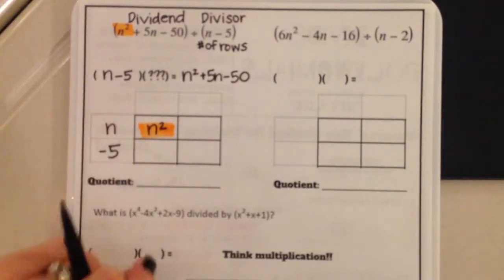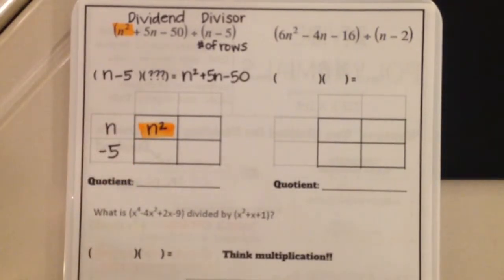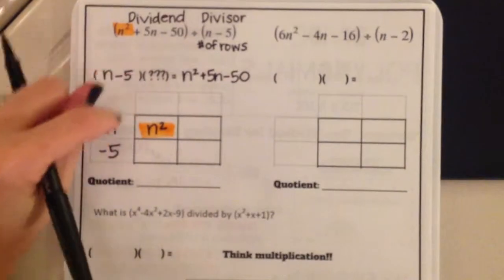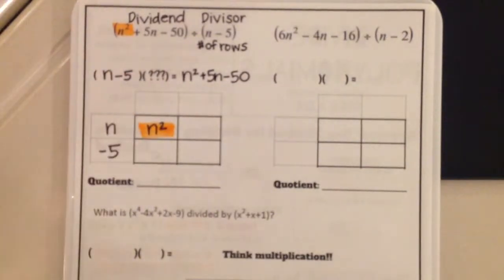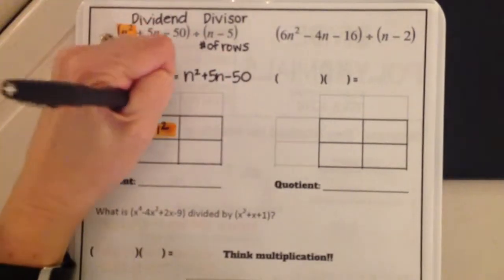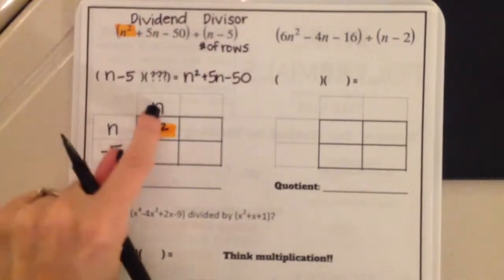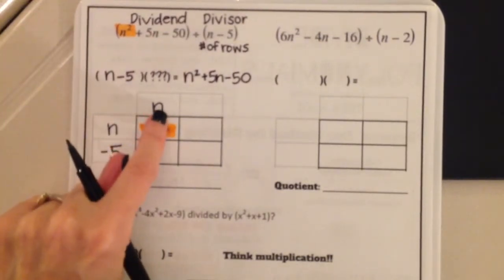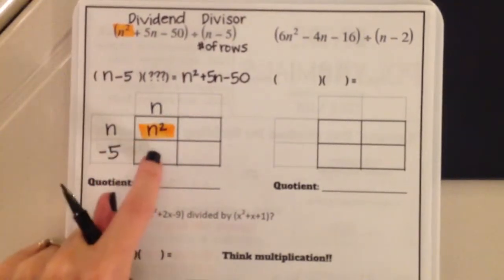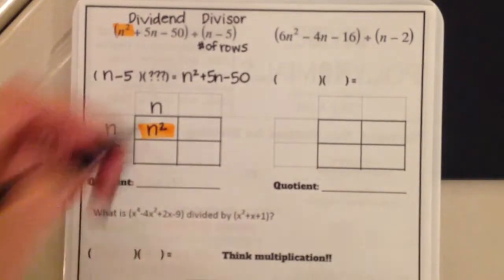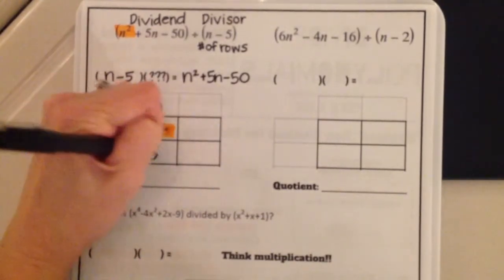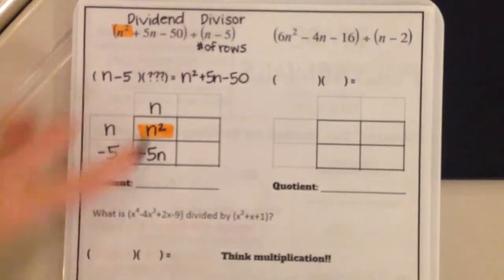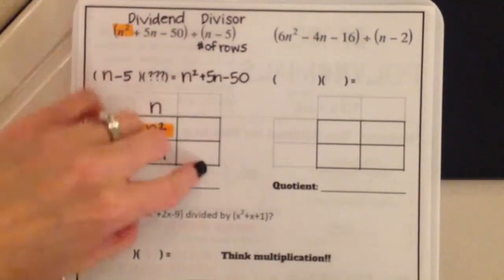So now I'm going to switch gears and start thinking multiplication, and I want to think what times n is going to give me n squared, and the answer is n. And now that I have this column box filled in, I know this term, I now can multiply and fill in this box here, and that's going to be negative 5n. Okay, now that I have a column filled, now I'm ready to start another column.